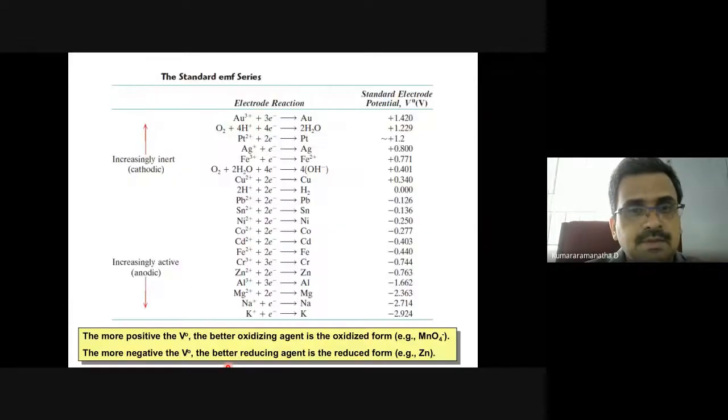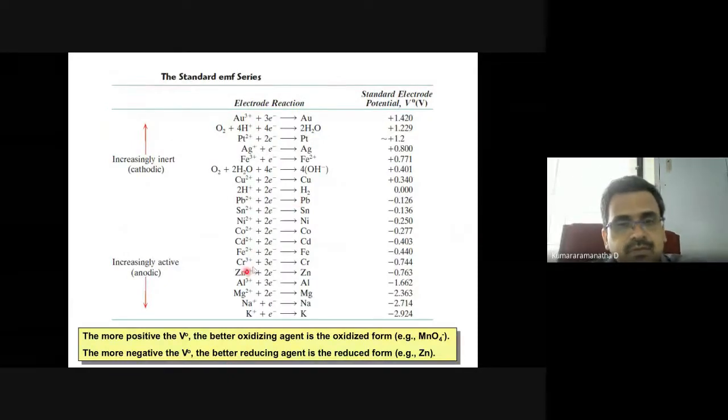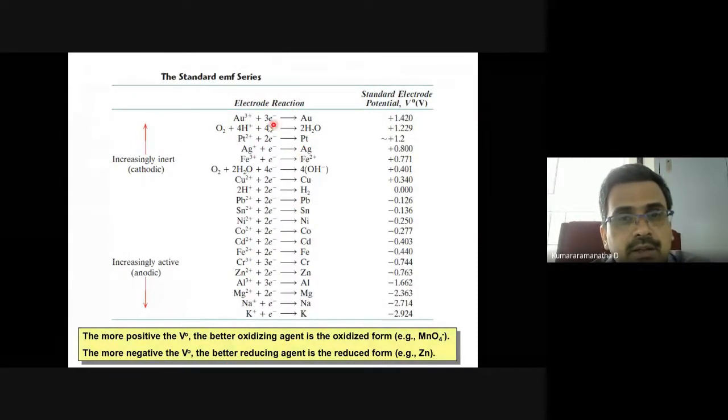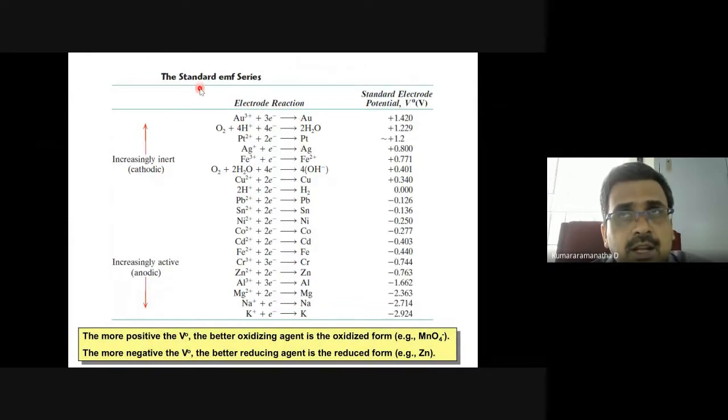Here you can see the electrochemical series, where hydrogen is termed as 0 electrode potential, and other things are all positive potentials, and the remaining are all negative. What it means is that a positive standard electrode potential means they are very good oxidizing agents, and more negative means they are good reducing agents. Even this topic we had already discussed.